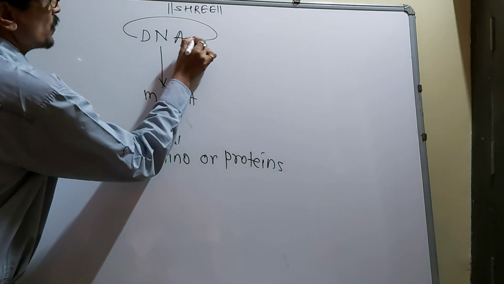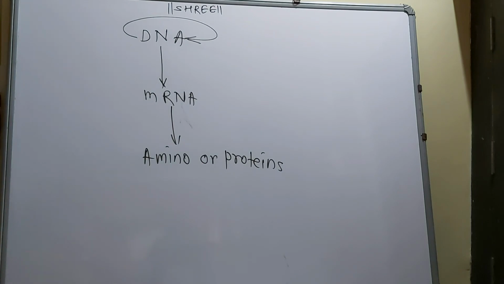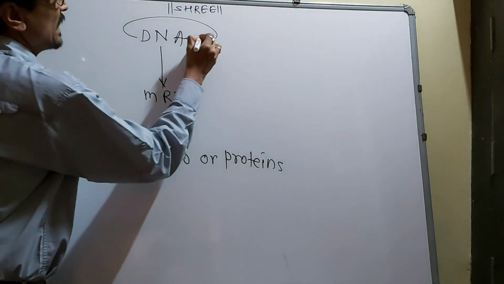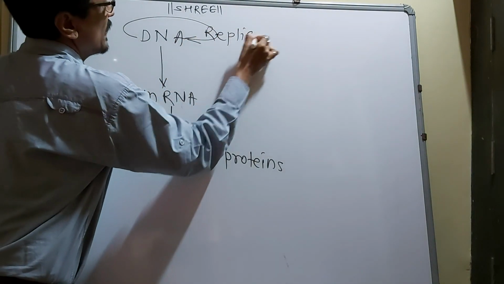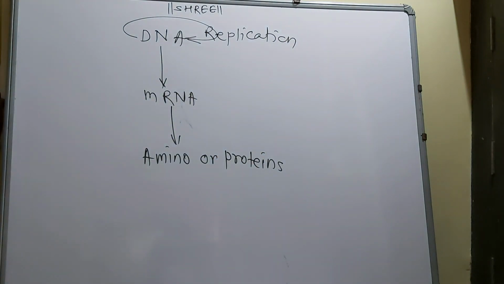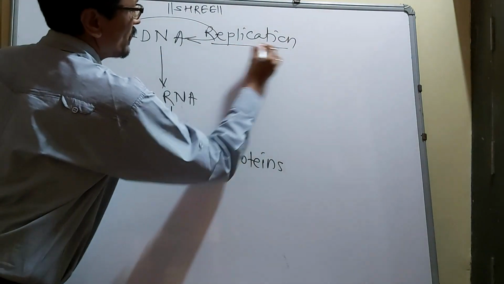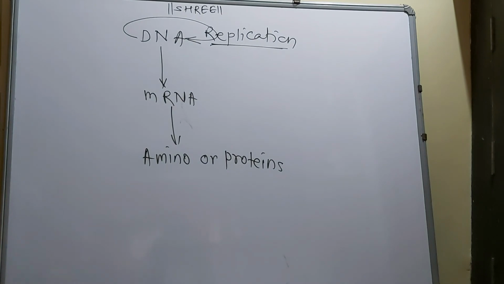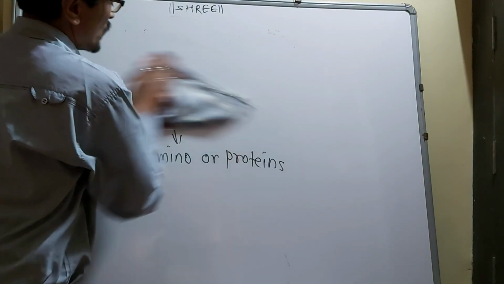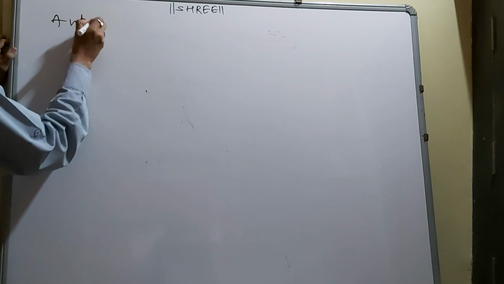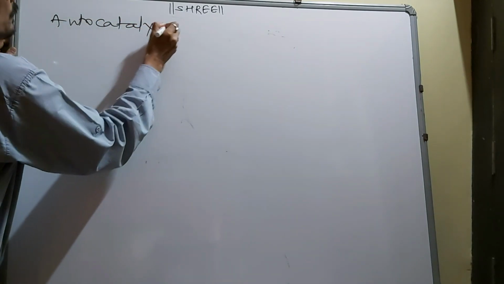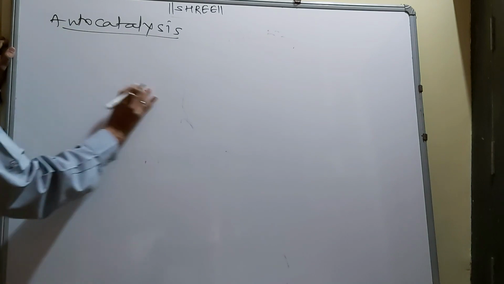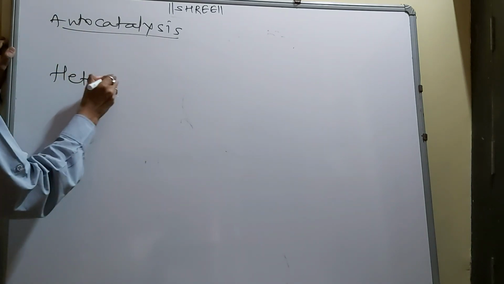Now, the process in which synthesis of daughter DNA from parent DNA takes place, okay, that process is called replication. In today's lecture, we will focus on replication. So, what do you mean by replication? Actually, replication is of two types: autocatalysis and the second one is heterocatalysis.